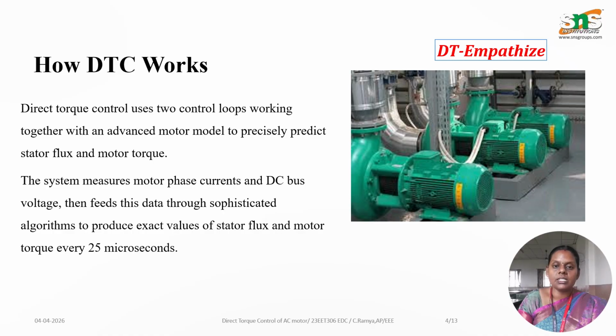Next, how will this DTC work? Direct torque control uses two control loops along with advanced motor models. So it continuously predicts the stator flux and electromagnetic torque. Next, the motor current and the DC bus voltages are measured and processed using algorithms. So these calculations are performed very fast, typically every 25 microseconds, which ensures real-time control.